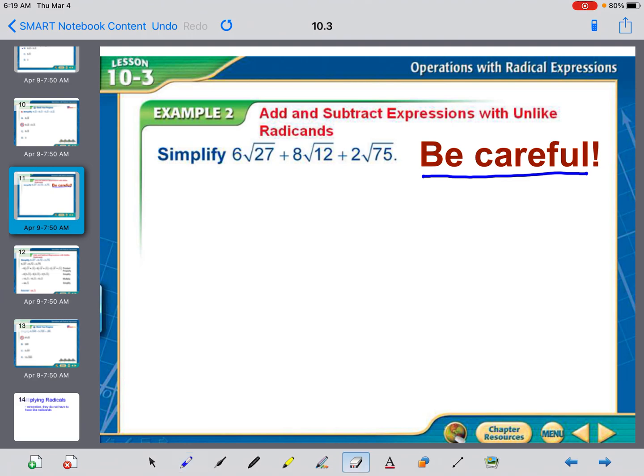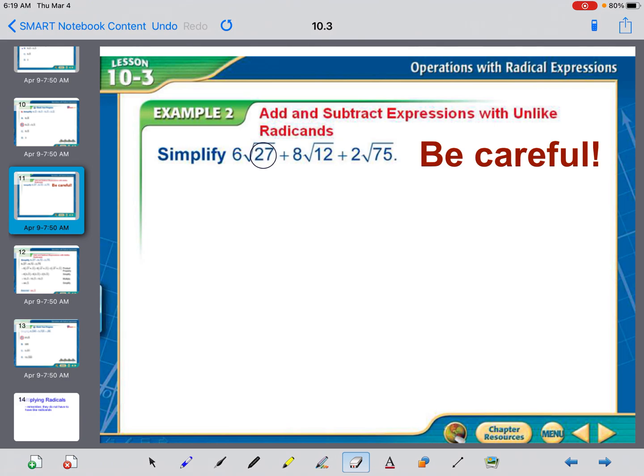Now, I put "be careful here." I probably did that for a reason. Because this is a step, and this is what we keep doing, and it's taking steps. These are not like radicals, none of them. So your first impulse might be, hey, we can't do this. These are not like radicals. And as written, you're correct. That's why it says unlike radicands here.